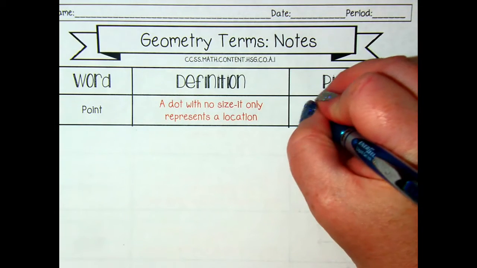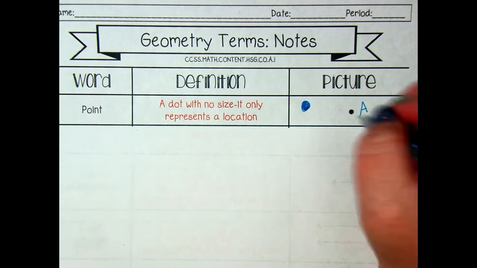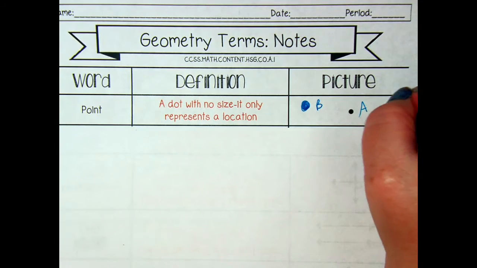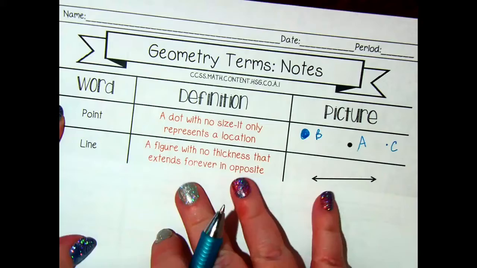I can also make a really big point here, and it doesn't matter that that's bigger. I can just name it point B, or I can make a tiny little speck of a point, and that's point C. Our other term that we are reviewing is a line.